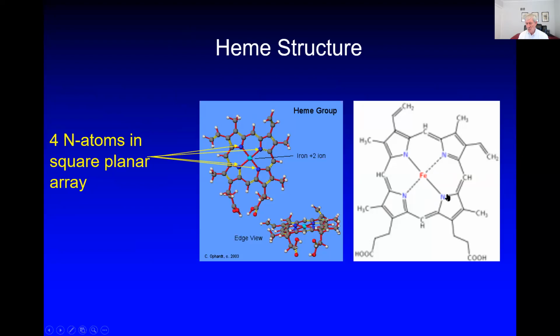And each of these nitrogens has an electron pair, and it's a very tight bond to that iron. So under conditions of saline, we can't displace that. So the binding takes place out here at the periphery, like where these COOH groups are located.